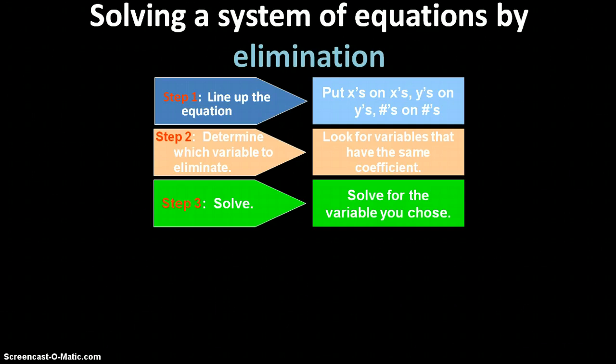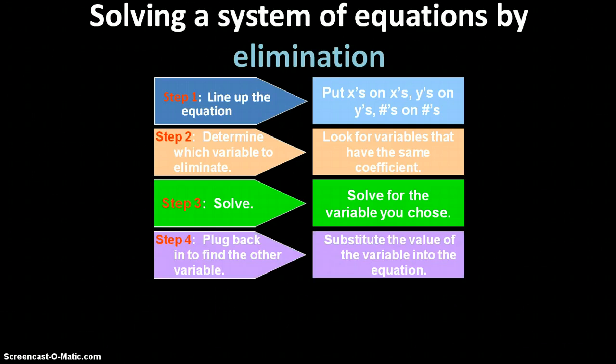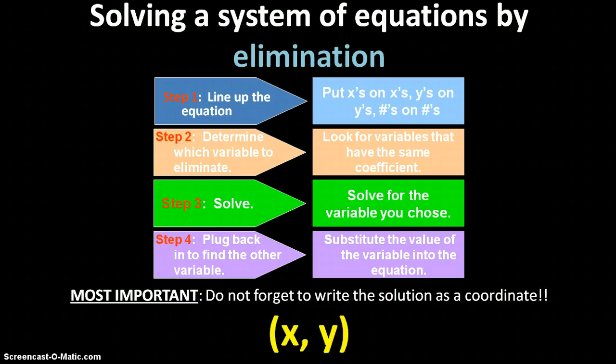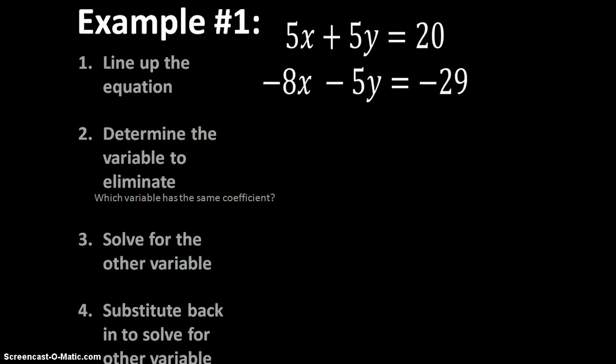Step 3 is to solve. We're just going to solve it for the variable that we choose. And then step 4 is to plug it back in to find the other variable. We're going to substitute that value into one of the equations, because remember, when we're solving a system of equations, the solution is always written as an ordered pair x comma y. So let's look at an example.